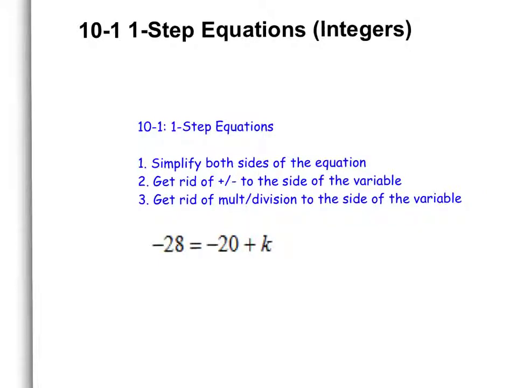Okay, for our lesson today, 10-1, we're going to be working with one-step equations dealing with just integers. As we look through our steps, step 1 says to simplify both sides of the equation. Step 2 says to get rid of any addition or subtraction to the side of the variable. Step 3 says to get rid of multiplication and division to the side of the variable.